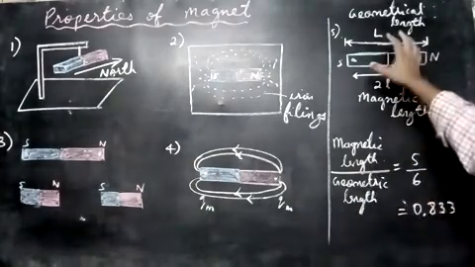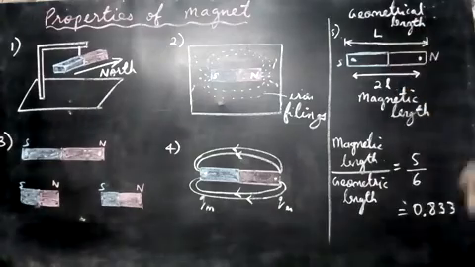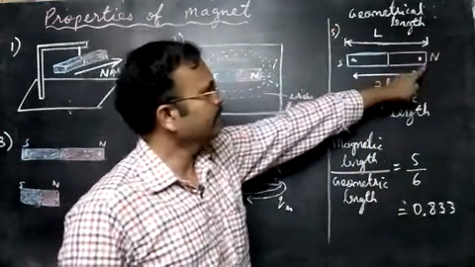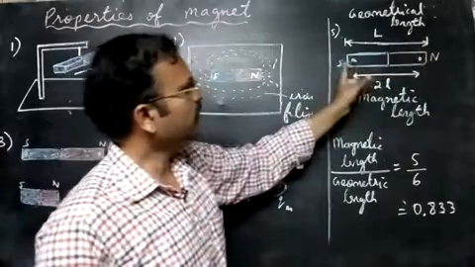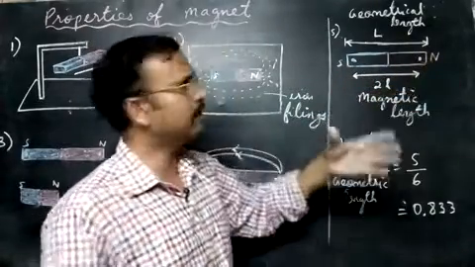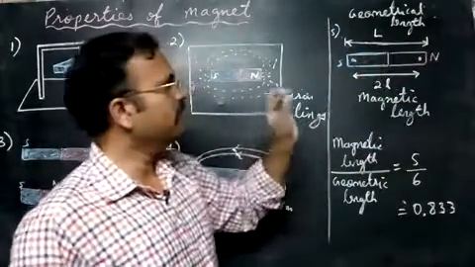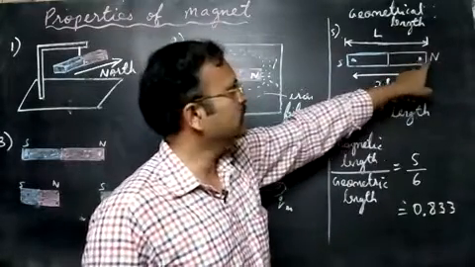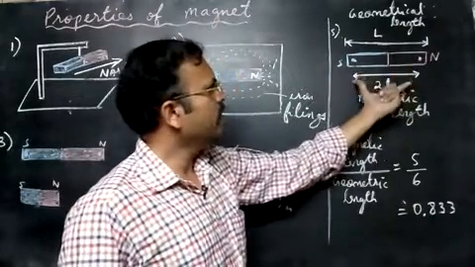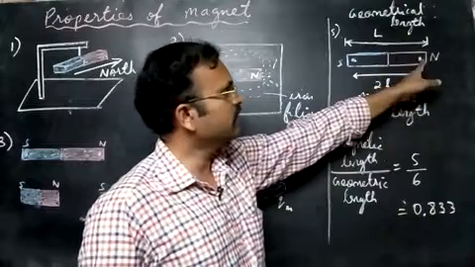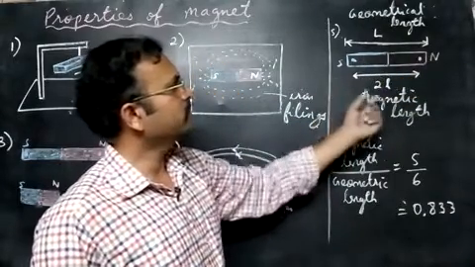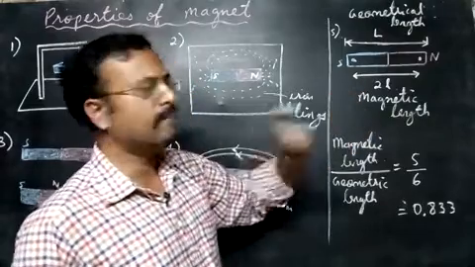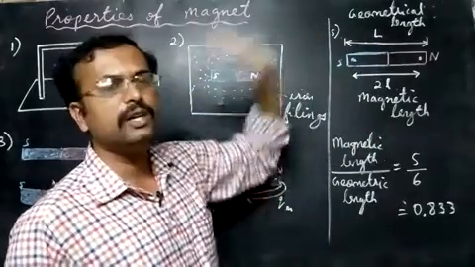Next, the fifth point: geometrical length. We take a magnet with north and south ends. You can take the full length, and if you measure it using a scale, that is the geometric length. But if you look exactly, the north pole is slightly inside the magnet, not outside. So when you take the length from this north pole point to the south pole point, it is smaller. This is called the magnetic length. The magnetic length is smaller than the geometric length.